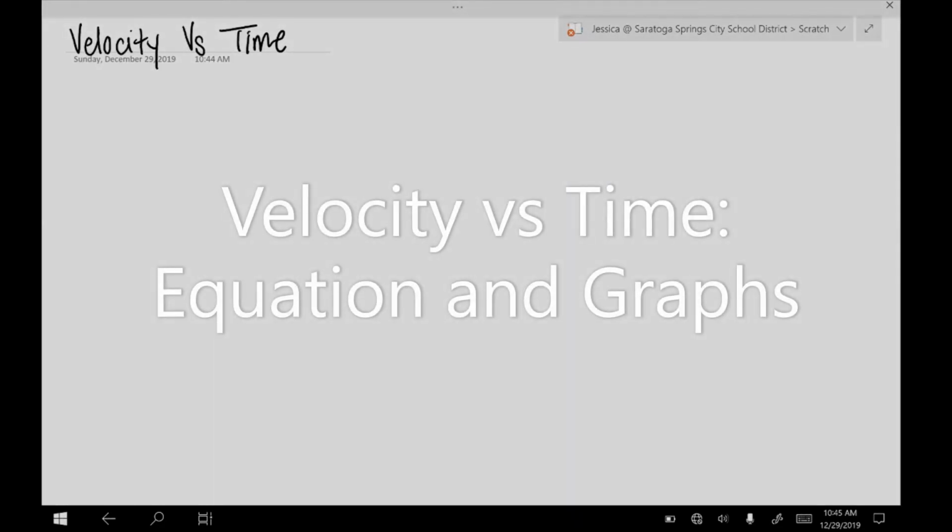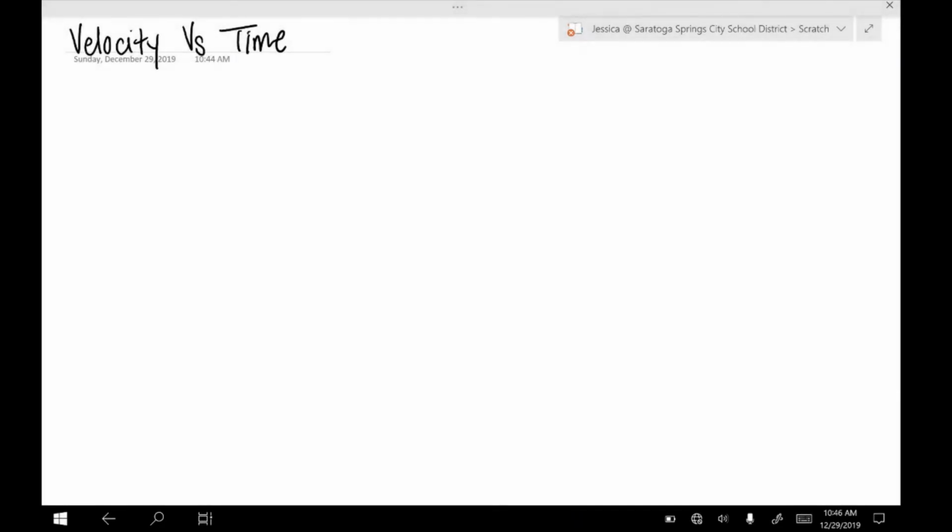Everybody, this is the velocity versus time video. So we are going to talk about the velocity as a function of time equation and the graph that goes along with it. So the equation that I am talking about looks like v equals v0 plus at, or sometimes as it'll be written, v final equals v initial plus at.